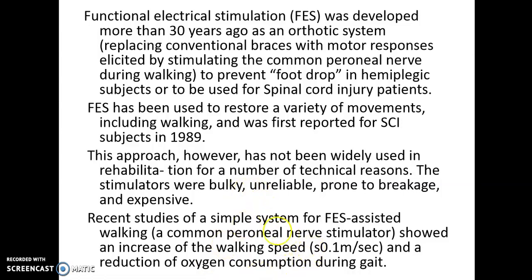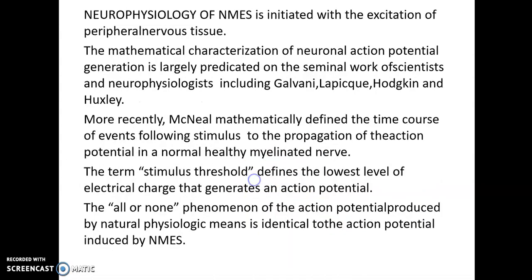So recent studies of a simple system of FES, functional electrical stimulation, assisted walking, a common peroneal nerve stimulator, showed an increase in walking speed. So after the study was conducted, an increase in walking speed was found, and also a reduction in the consumption of oxygen during gait.